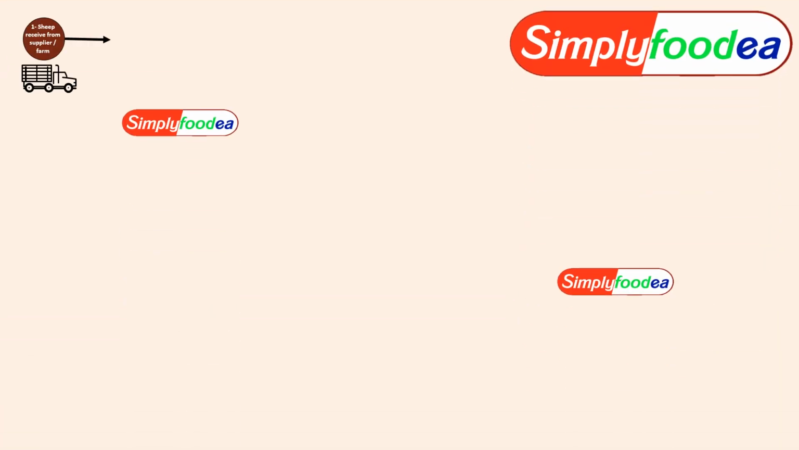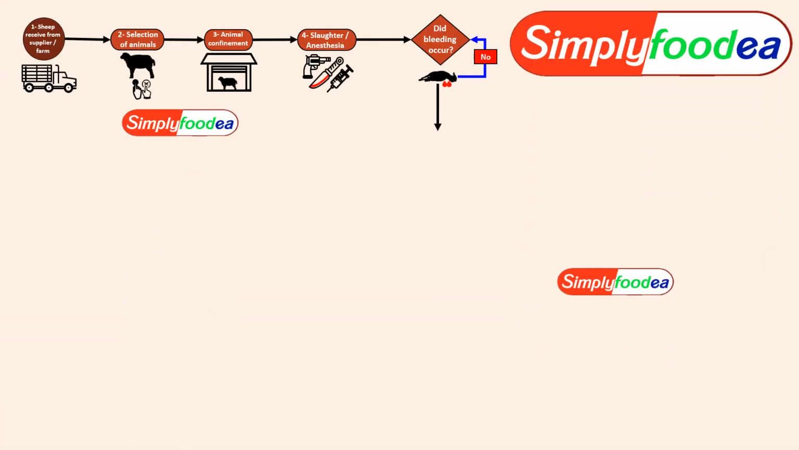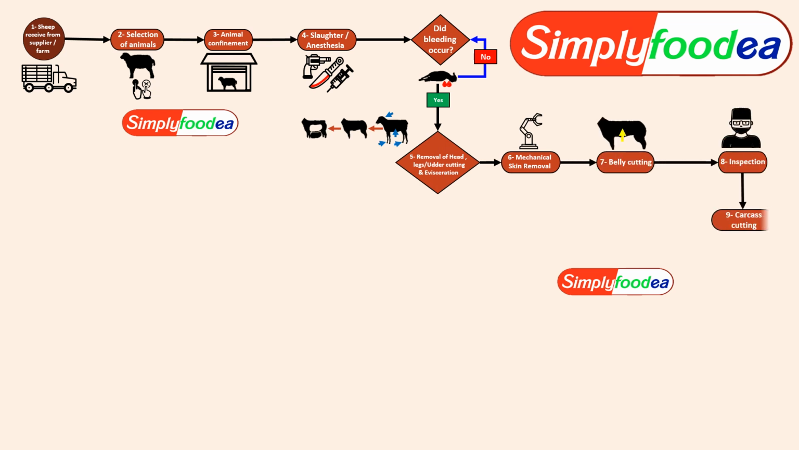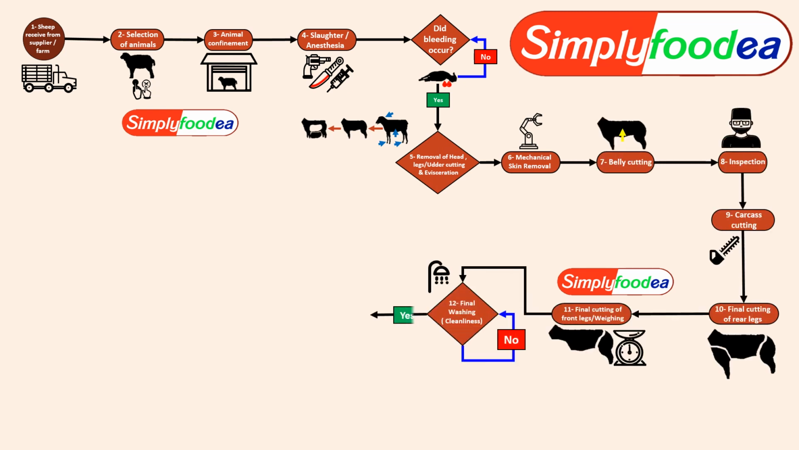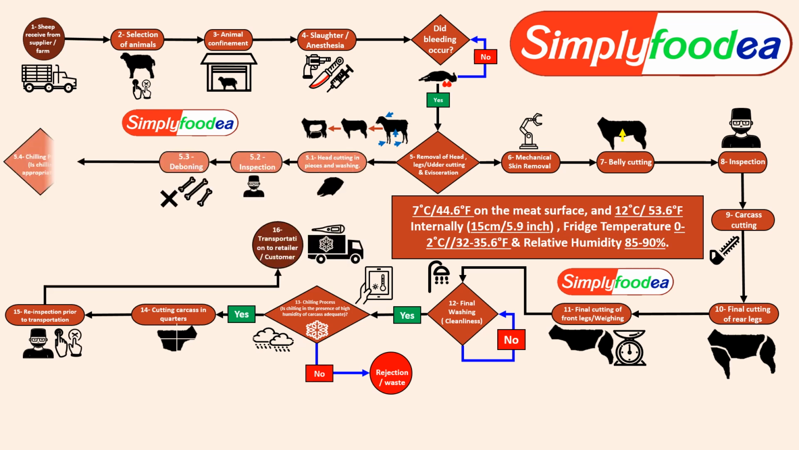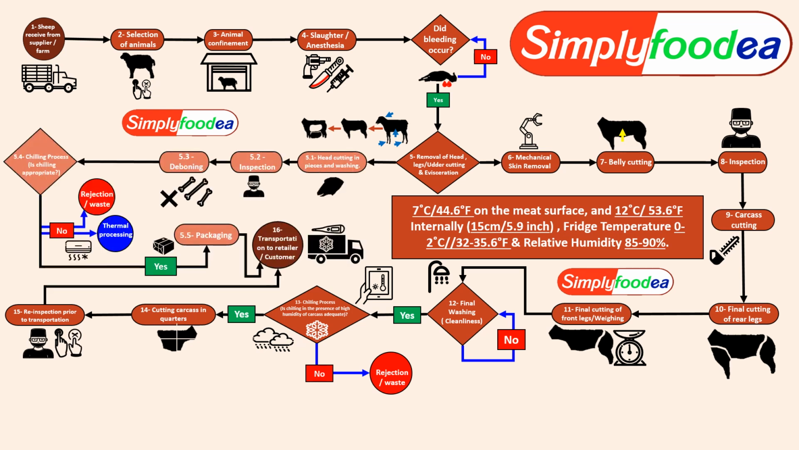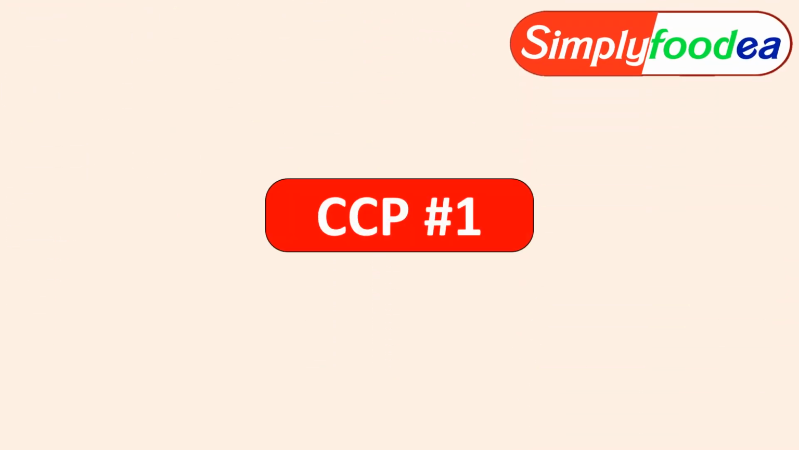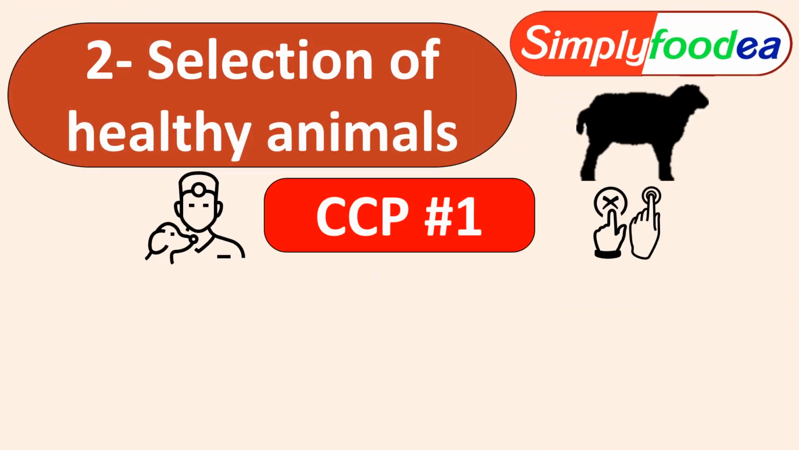So in our example, these are the whole steps of the sheep meat manufacturing, starting from number 1 to number 16. So let's mention the proper 4 CCPs in our mentioned industry.